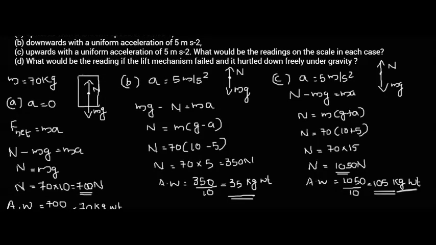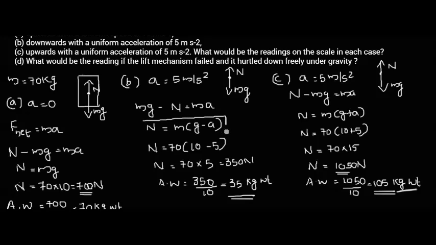When it is moving upward, it is having an apparent weight of 105. So if we are moving in a machine in the downward direction with a uniform acceleration, the apparent weight will decrease, and in the case when we are moving upward with a uniform acceleration, our apparent weight will increase. Right. These are the equations.